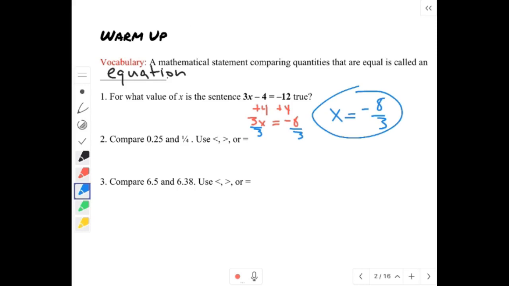Next, compare 0.25 to 1/4. Well, if you guys know anything about money, 1/4 of a dollar would be a quarter, which is 25 cents. So these two would be equal. And then if we have 6.5 compared to 6 3/8, 6.5 will be greater than that.